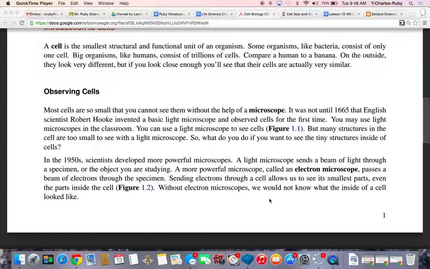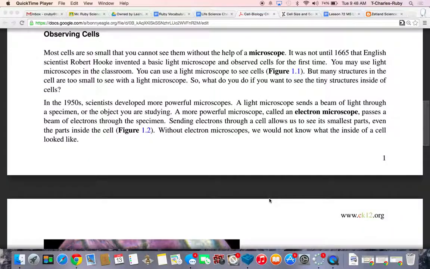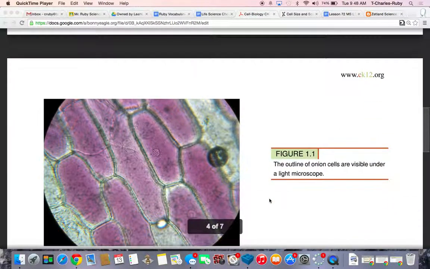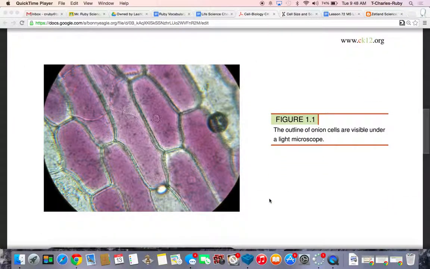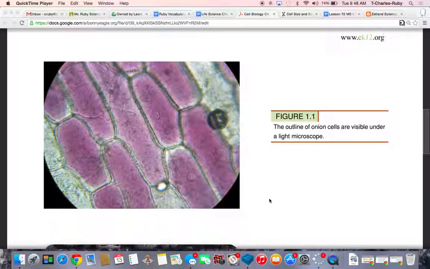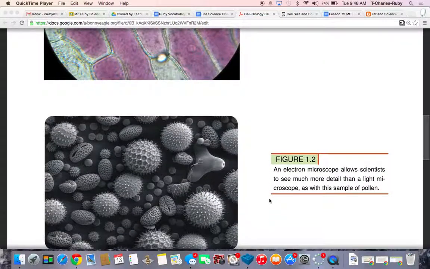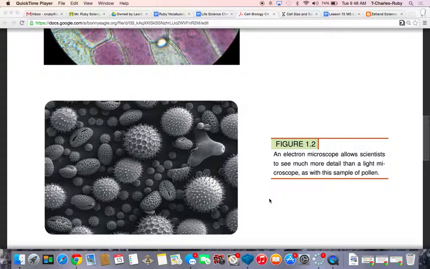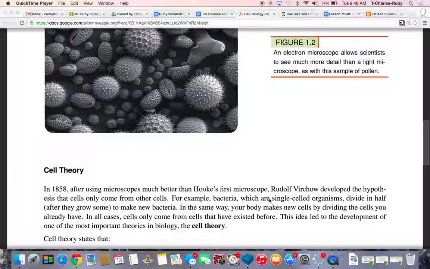Without electron microscopes, we would not know what the inside of a cell looks like. Here's a picture of Figure 1, the outside of an onion cell. That's through a light microscope. We can actually do that in class. And there is an electron microscope looking at much smaller details of a sample of pollen. That's pollen, little stuff that makes you sneeze.